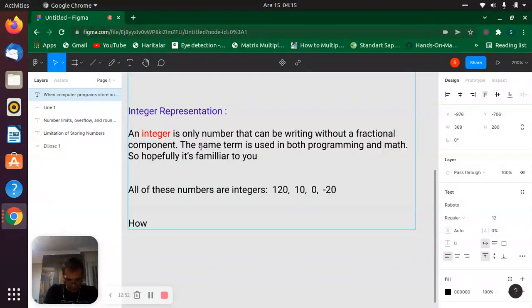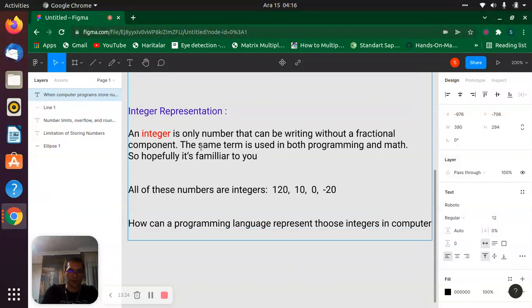How can a programming language represent those integers in computer memory?